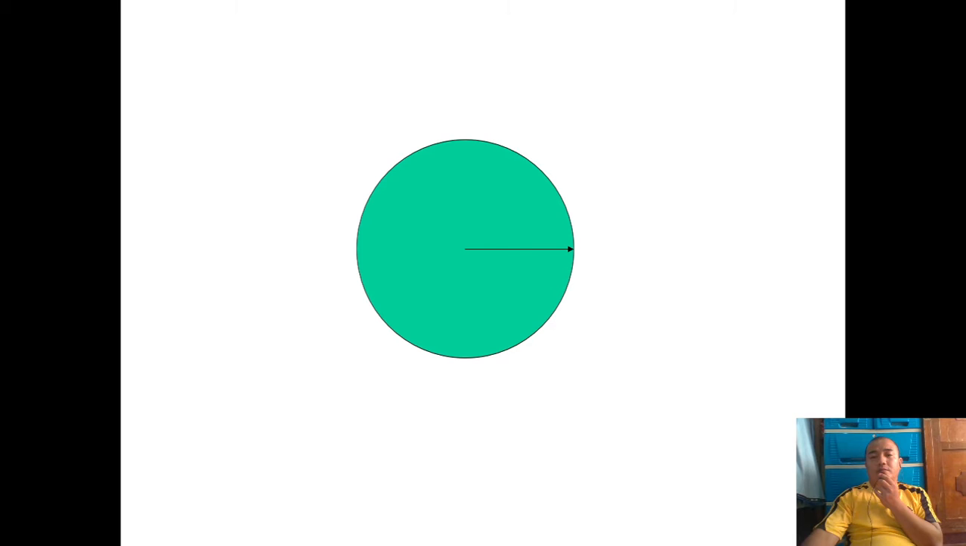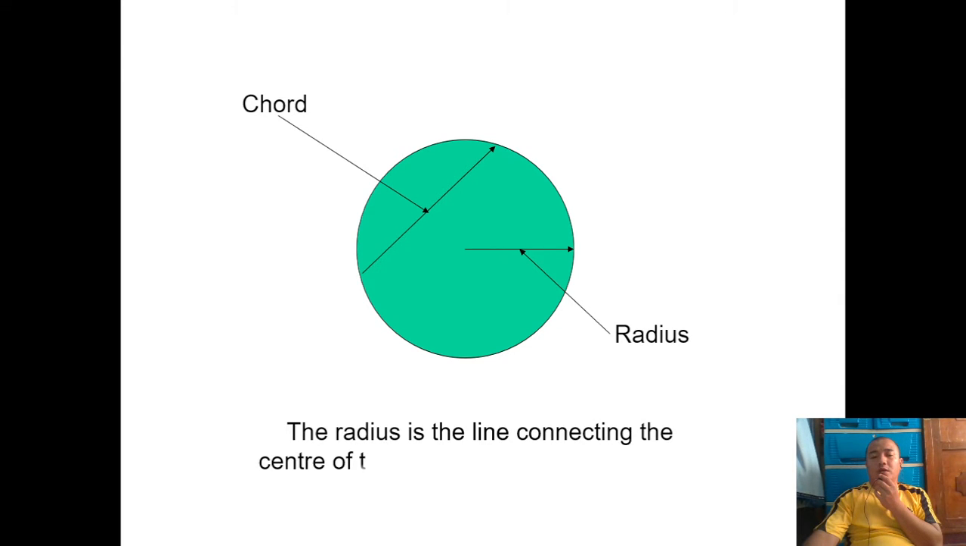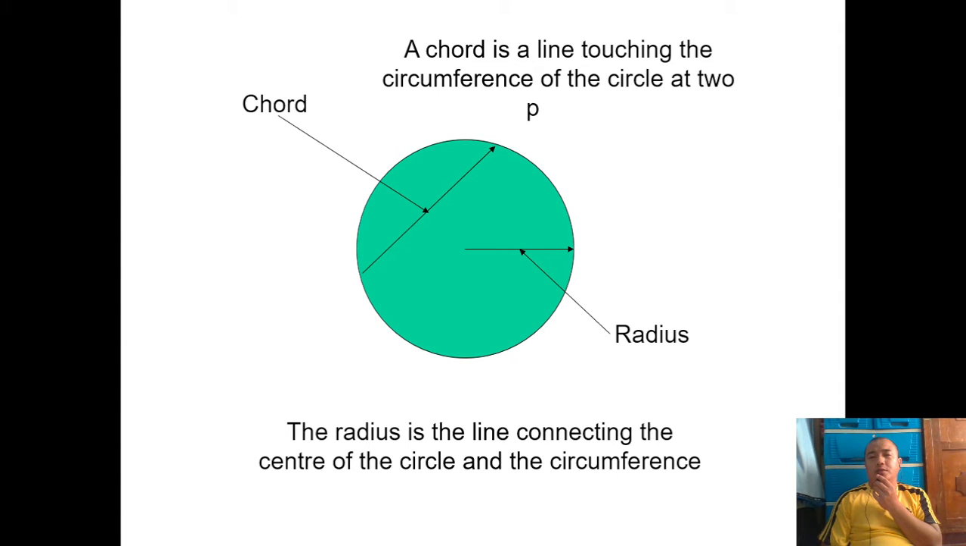Ito naman ang radius. Ito naman ang chord. Yes. The radius is the line connecting the center of the circle and the circumference. And a chord is a line touching the circumference of the circle at 2 points.